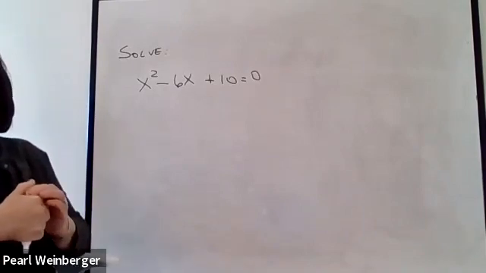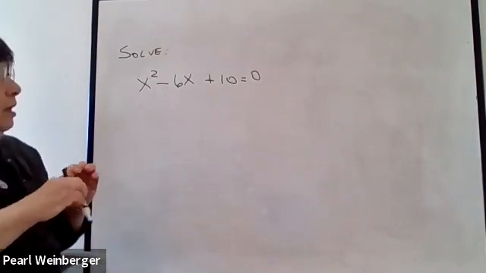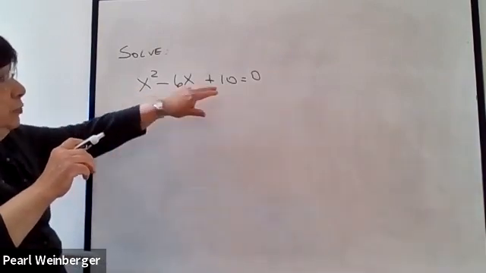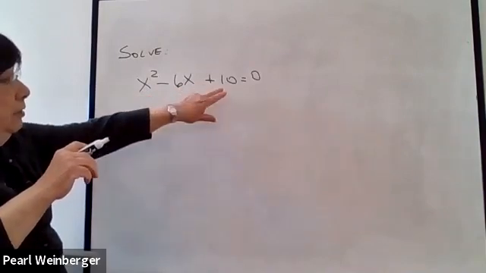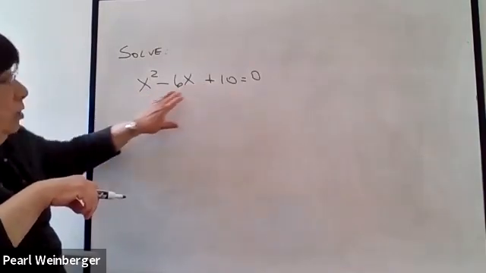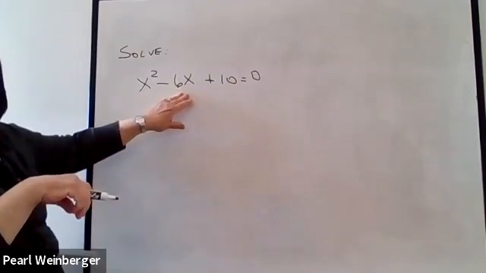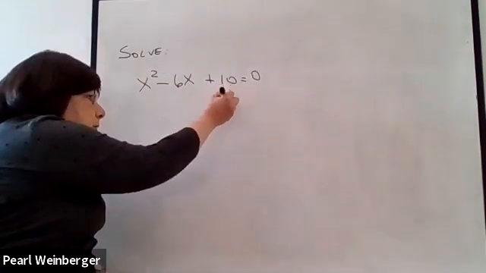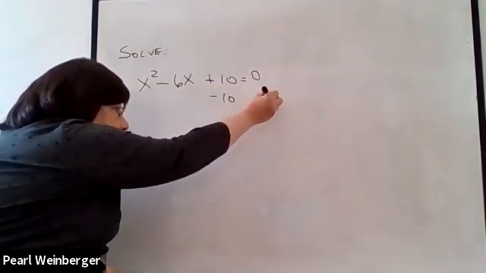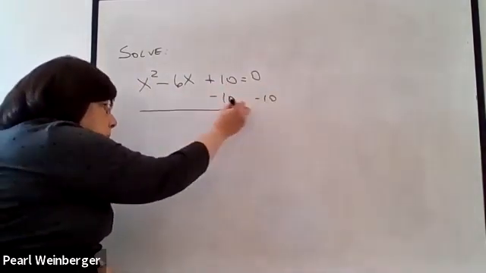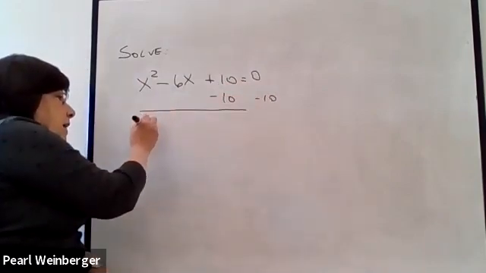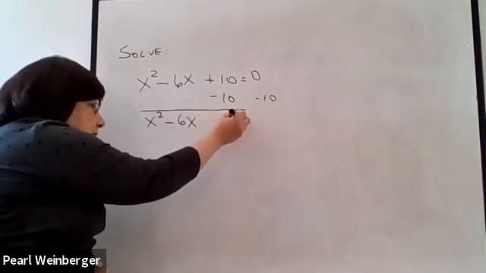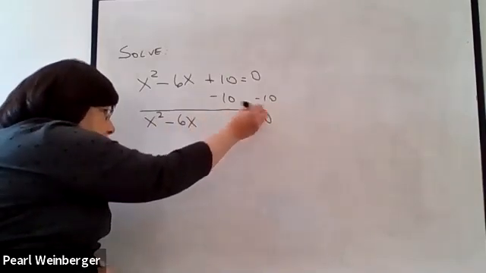Okay, I think we should start this together. The first thing we want to do, if we're going to do it by completing the square, is to get rid of the 10, because we want only the x terms on the left side. On the right side, we want the numbers. So I'm going to bring the 10 to the other side. So this will give me x squared minus 6x equals negative 10.